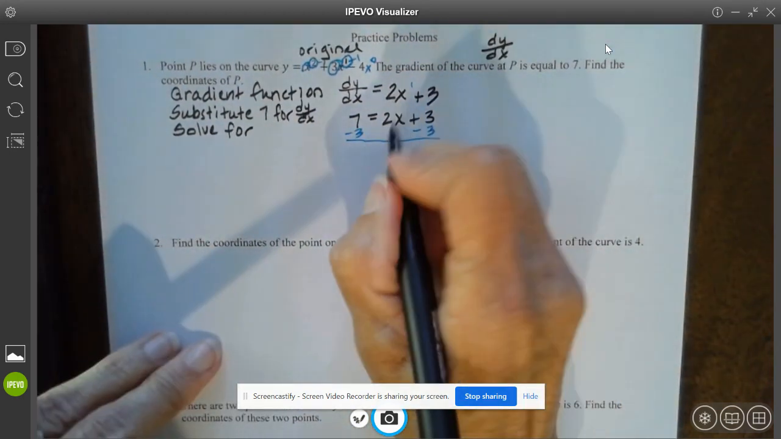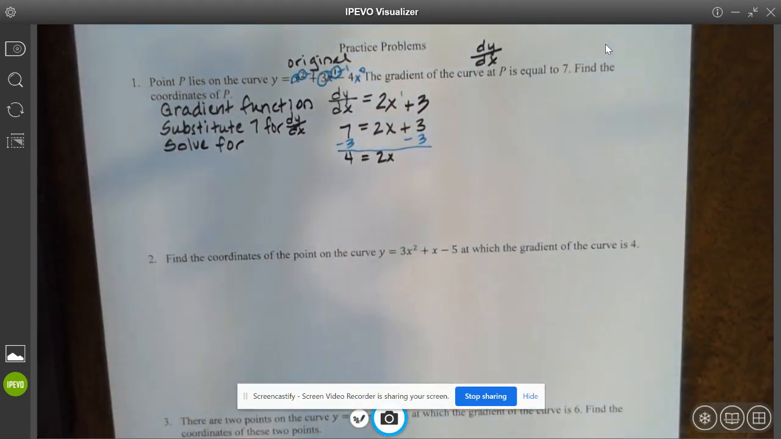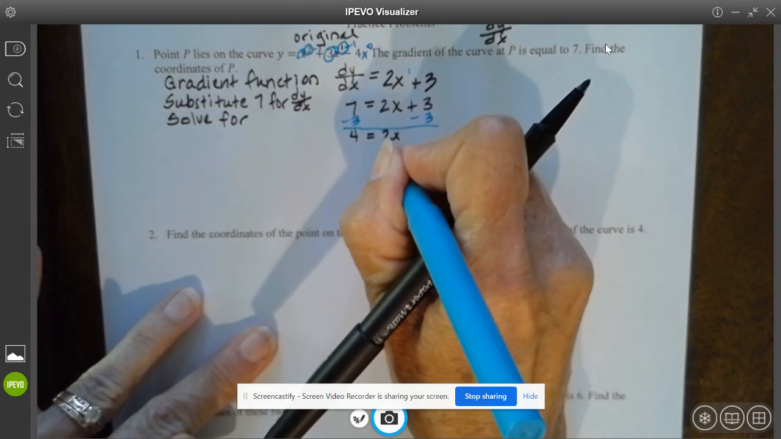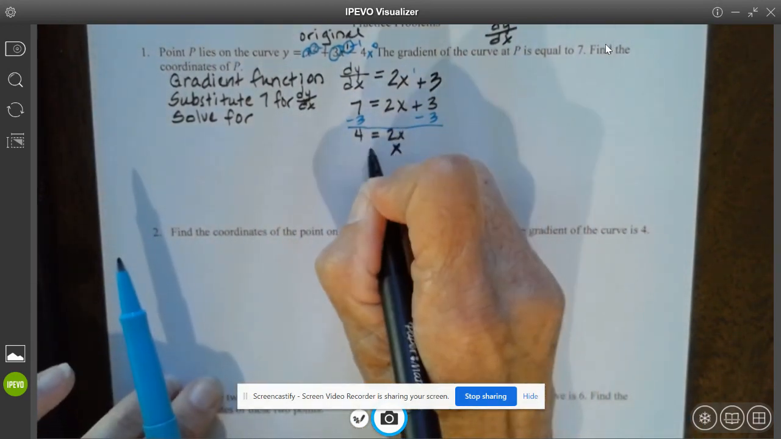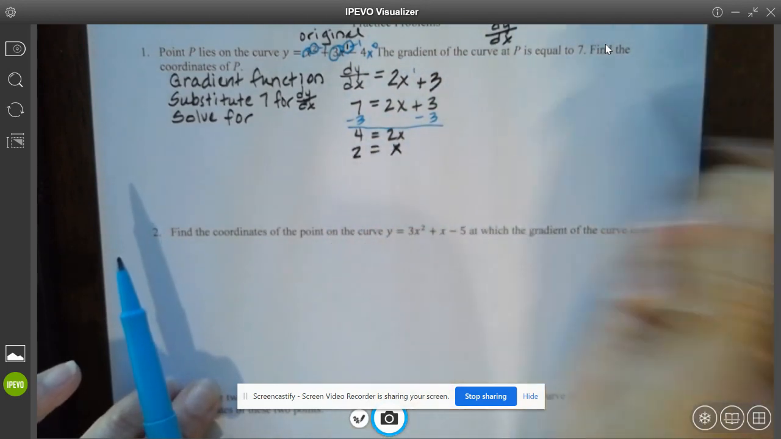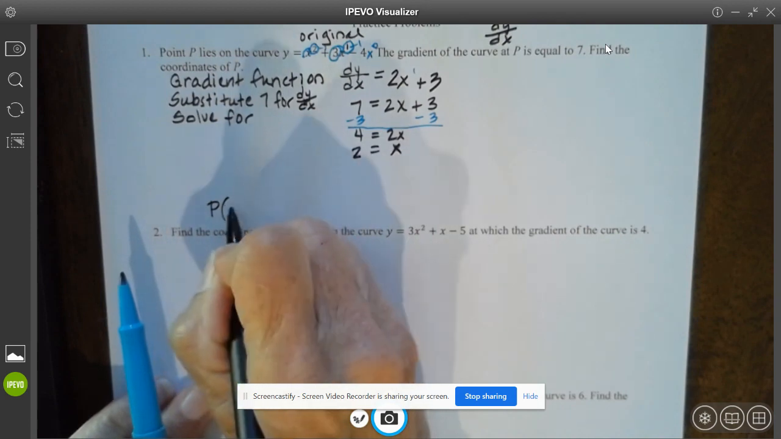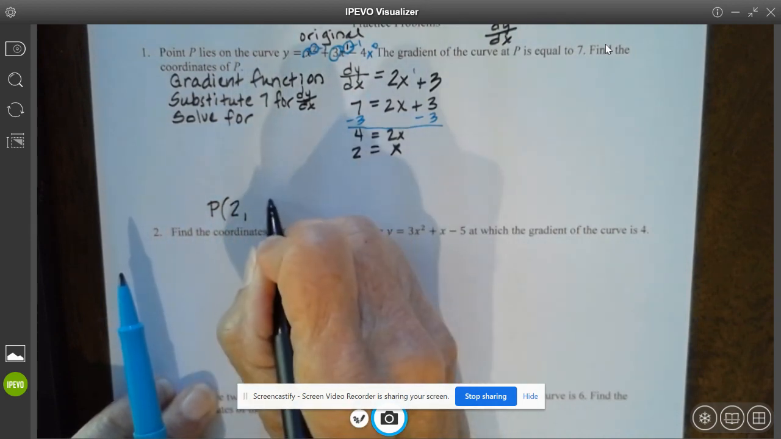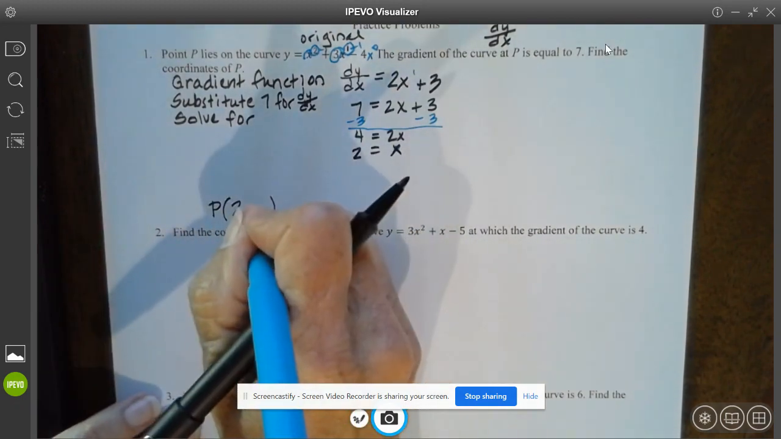And then you get 2x equals 4. Divide by 2. So the x coordinate of point P is 2. So if I were to let me write my answer here. So point P is 2 comma, we're missing one. What are we missing? We're missing this y value.